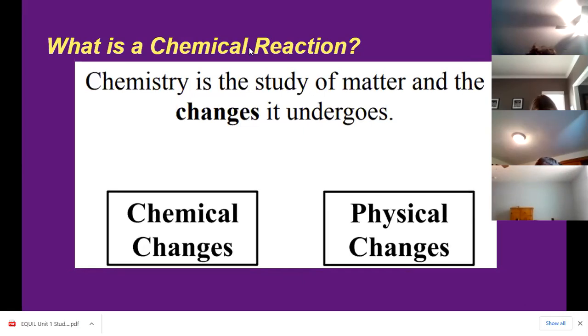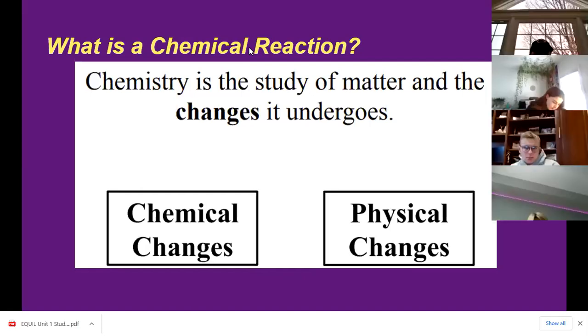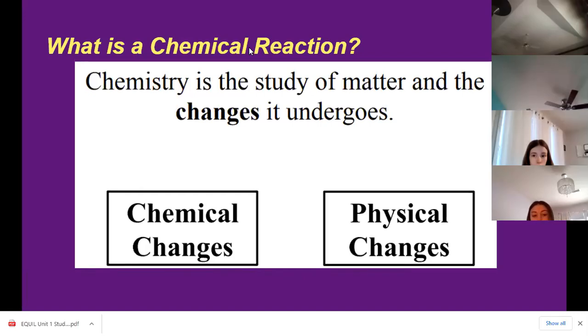Okay, so a physical change is you've altered your substance in some way, shape, or form. And I love that you said, what shape?